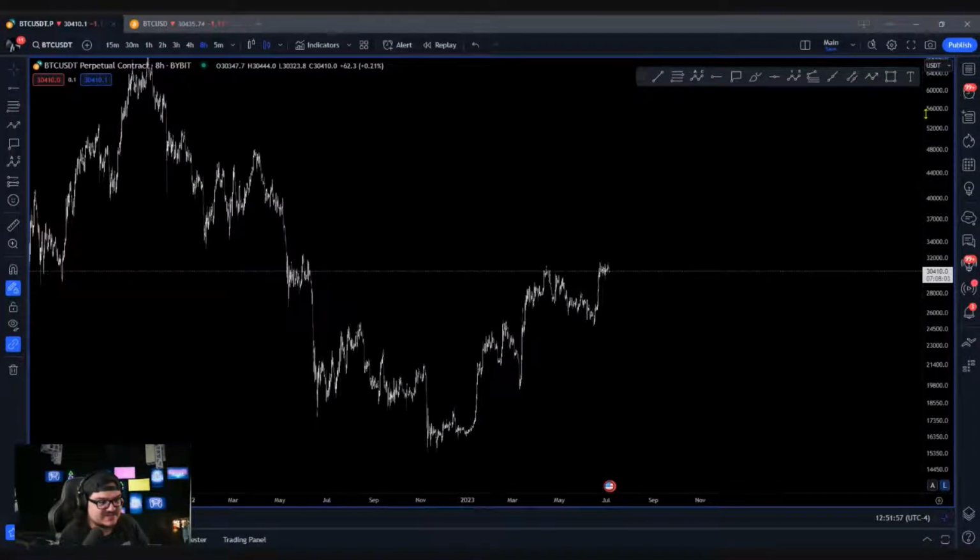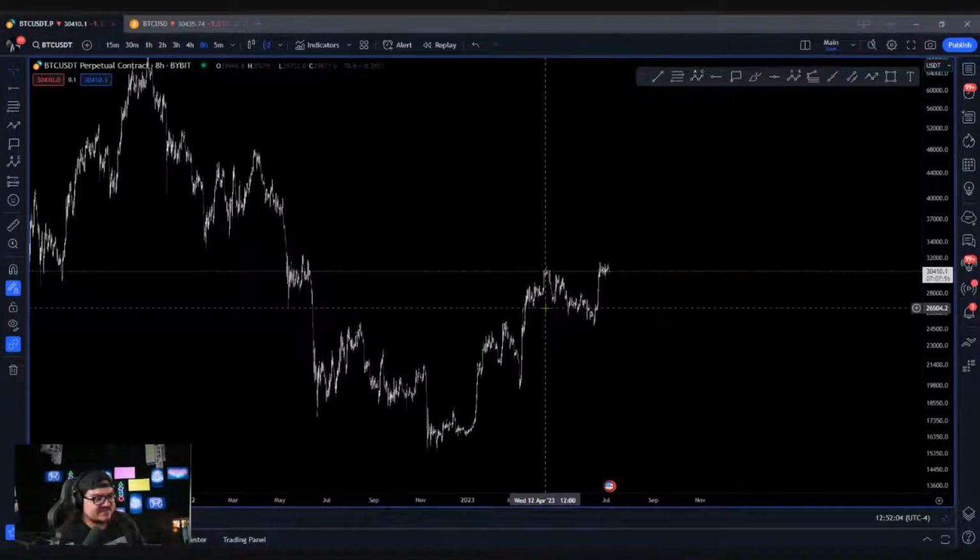And unfortunately, nothing really much has been going on. We're still kind of in a sideways range when it comes to price action. We'll talk about that more when we get to the smaller time frames.